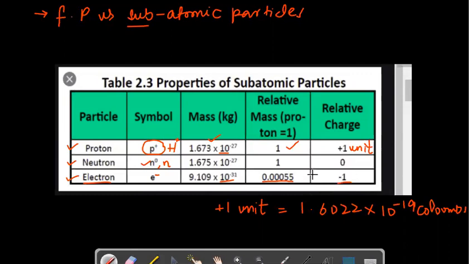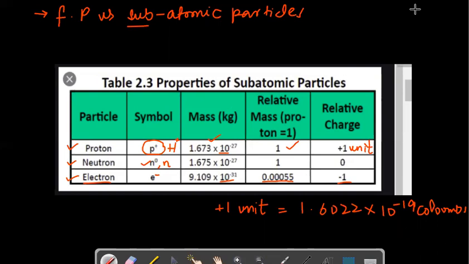Always keep in mind the charge on the proton is equal in magnitude to the electron but opposite. If the proton is positively charged, the electron is negatively charged, but the charge is equal in magnitude. Both have 1.6022 × 10^-19 coulombs of charge.